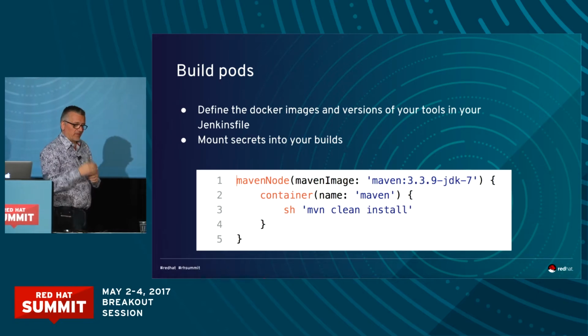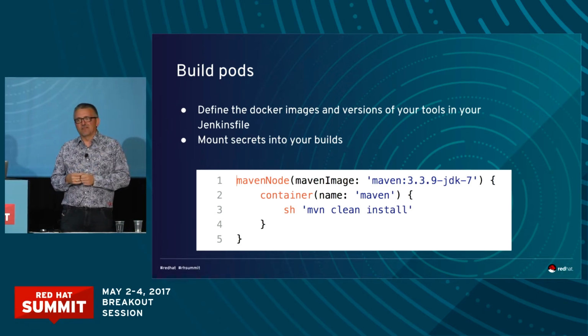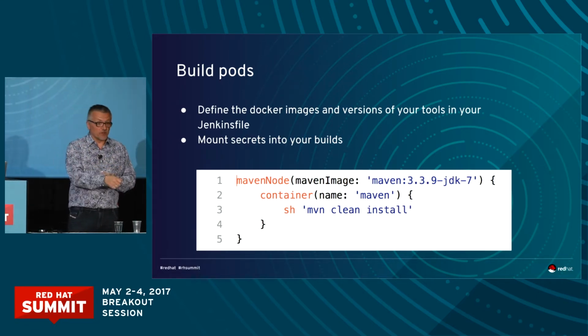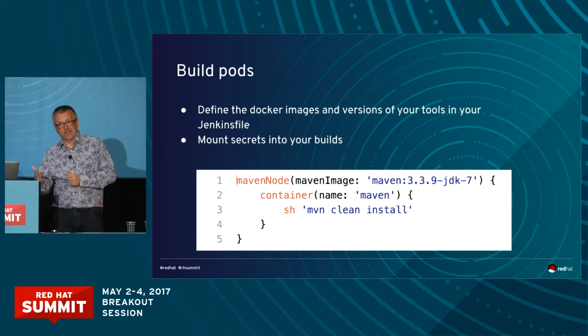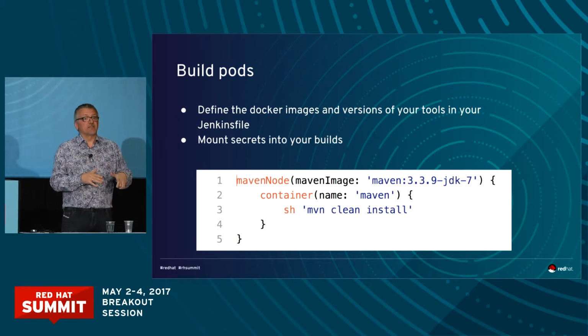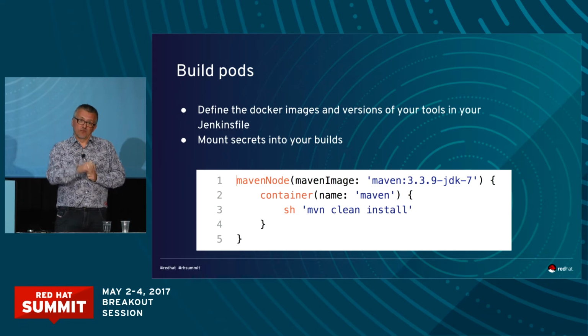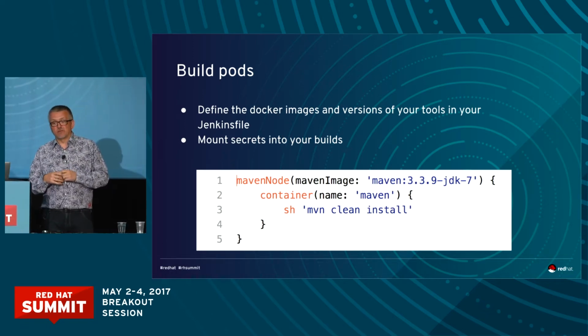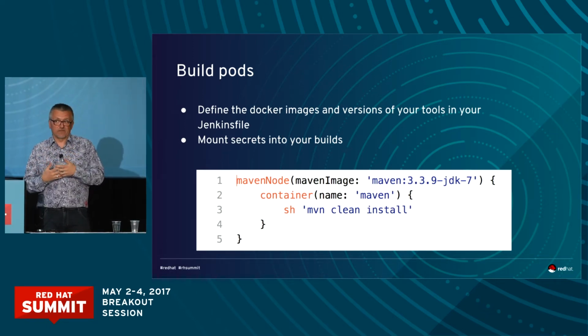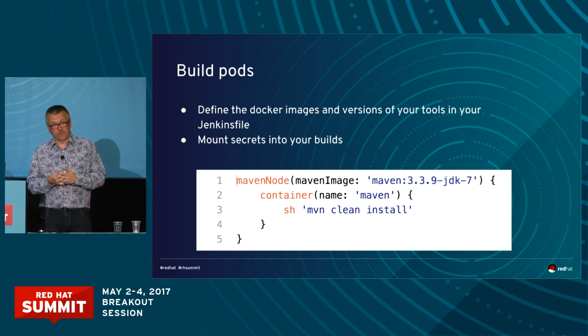Build pods. So everything we do is in a container. And so whenever we're running a continuous integration or a continuous delivery pipeline in Jenkins, what's actually happening under the covers is we're using a build pod to run the build. So this means we're reusing Kubernetes and OpenShift scalable container orchestration.